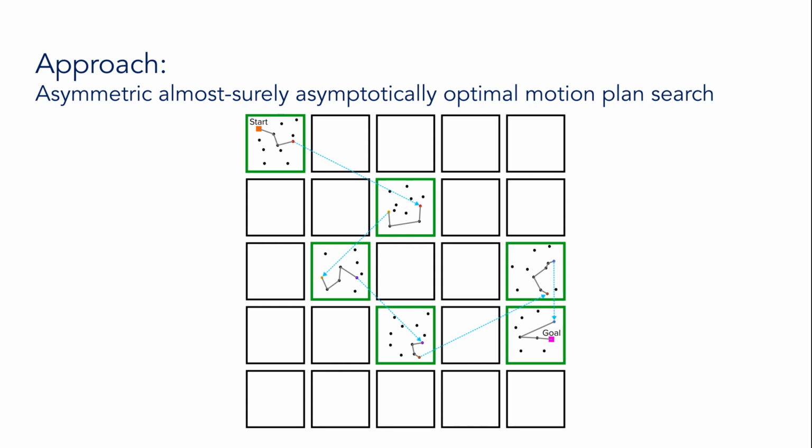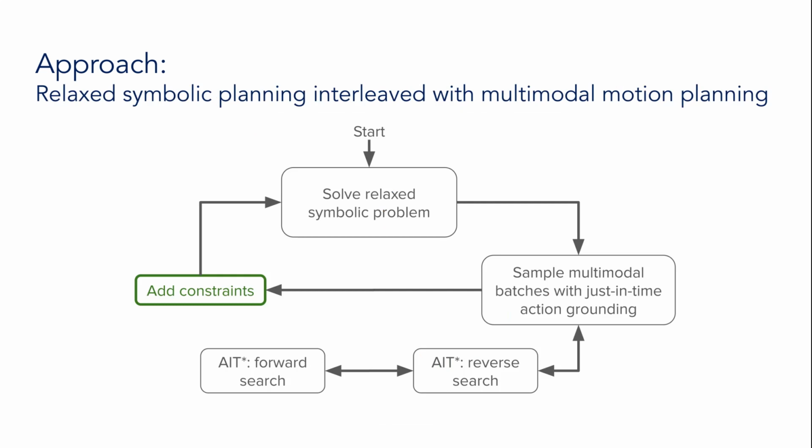Further, because AIT-Star is an almost surely asymptotically optimal motion planner, we're able to improve the solution cost given additional computational time, both within each mode, improving the length of motions, and across modes by finding new symbolic plans that admit better corresponding motion plans. If any stage of this process fails, we generate appropriate blocking constraints to add to the symbolic planning problem and iterate to find a new plan candidate.